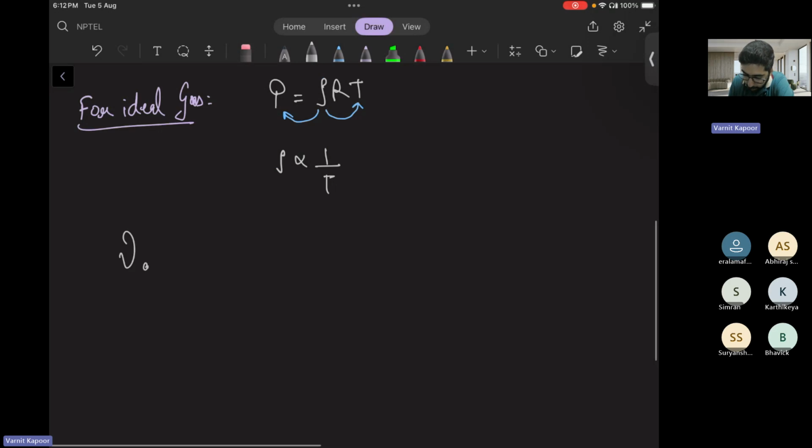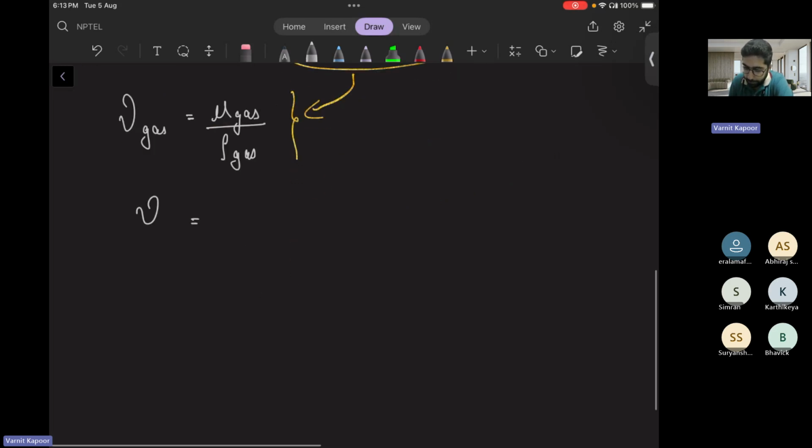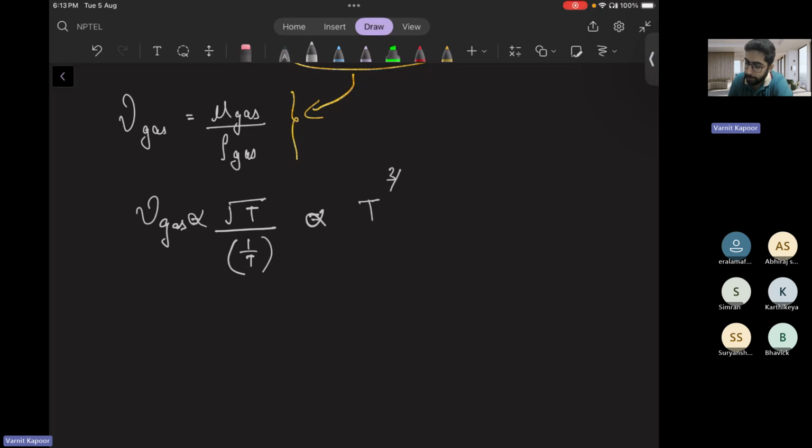So kinematic viscosity of gas is mu of gas by rho of gas. Now you know that rho of gas is inversely proportional to T, whereas mu of gas is directly proportional to root of T, from kinetic theory. So you can use these two expressions and put them here. What you will get, nu of gas is directly proportional to root of T by 1 by T. So you can say it is directly proportional to T to the power of 3 by 2.